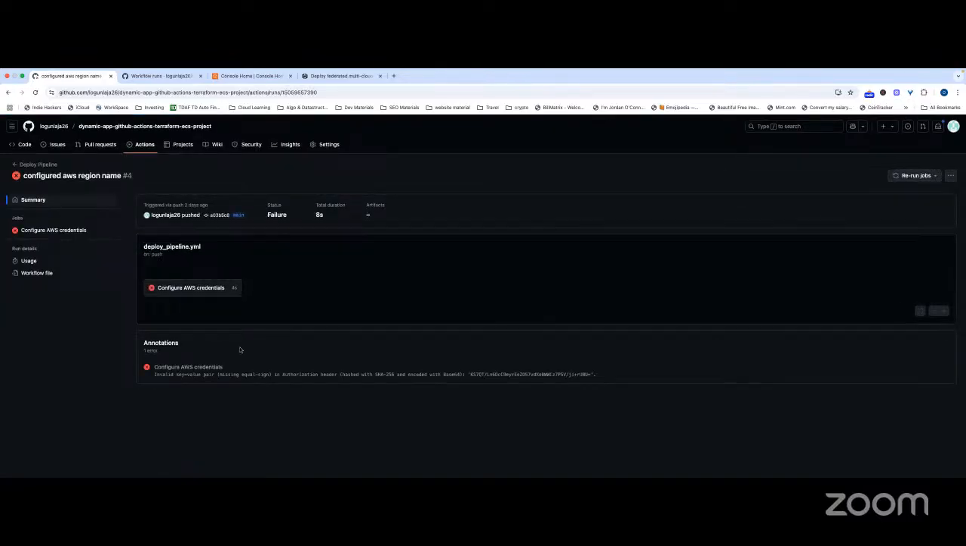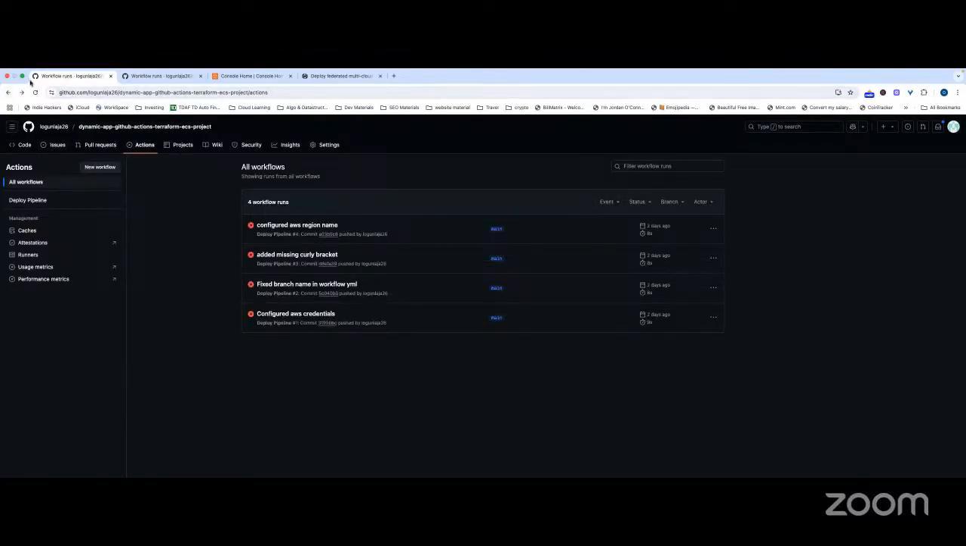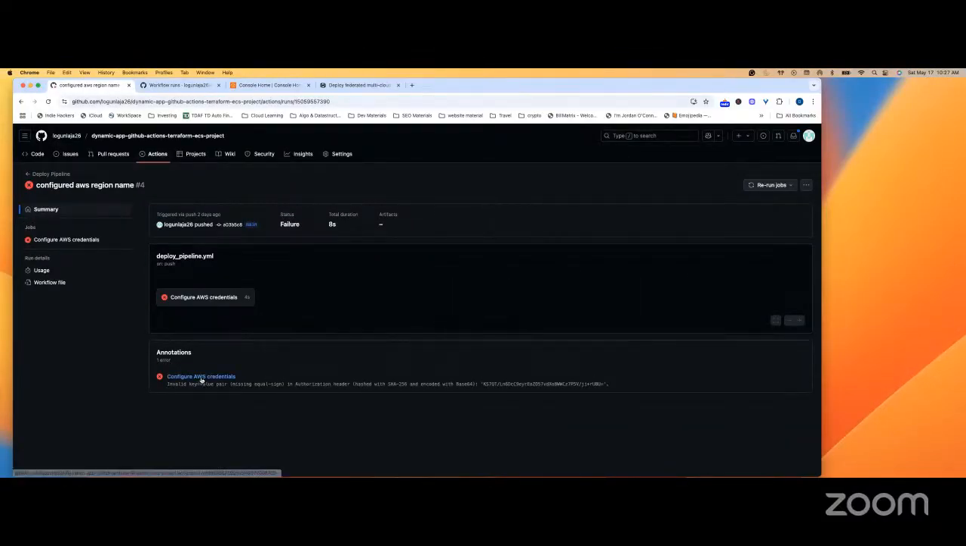Okay. Can we look at your code? Go back to where you were. You can see it is telling you over there: invalid key value pair, missing equal sign in authentication header. But the main way you troubleshoot this is on this job, configure AWS credentials. That's where the error is coming from. So you have to look at that job and figure out if you have a typo or you're missing something. So go to that job and let's see.